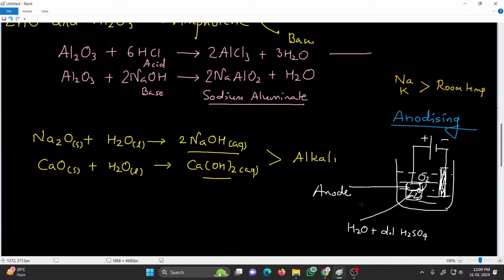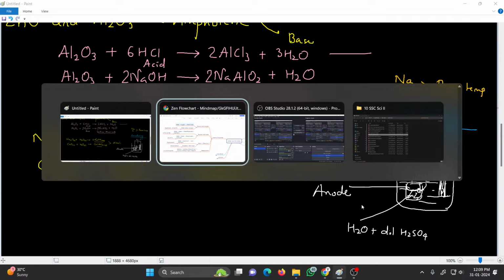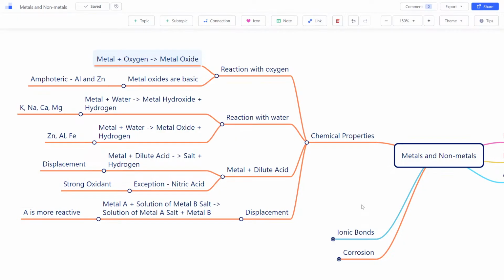So this anodizing can give the aluminium article an attractive finish. Also it can form a protective layer on the aluminium article. The next reaction is reaction with water. So how do metals react with water?